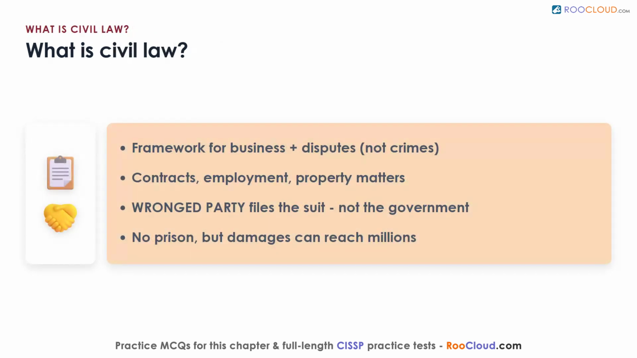What is civil law? It is the framework that lets an orderly society and its businesses function. Civil law handles disputes that are not crimes, but still need a neutral judge, like contract fights, employment matters, and property deals. Here, the government does not take sides. The person who feels wronged must hire counsel and file the suit themselves. There is no prison at the end of a civil loss, but the price can still be brutal, with damage awards reaching into the millions. Picture two companies arguing over a broken contract. The court simply provides the room, the judge, and the jury.